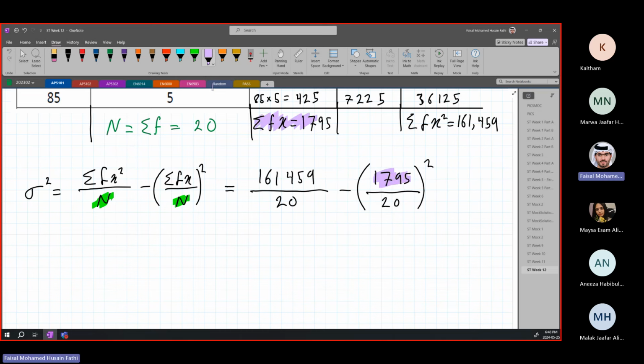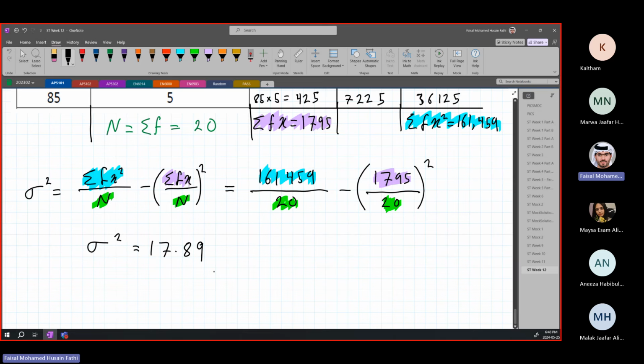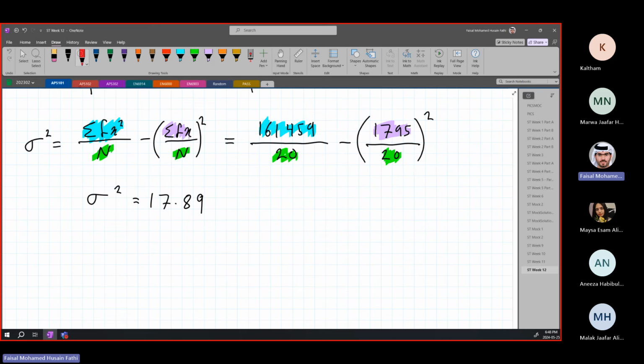So again, we got this value, 1795, from here. This is our sigma fx, which is 1795. And our sigma fx squared, we got it from here. This is our sigma fx squared, which is this value over here. And these two are just our n value, which is sigma f. And then we can just simply find our sigma squared, which is going to be equal to 17.89.